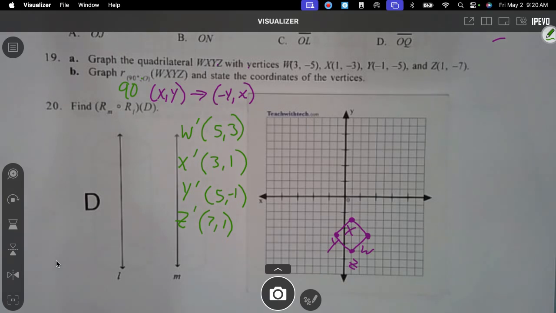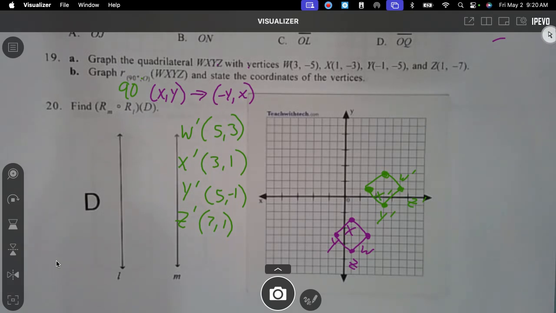Sorry. 1, 2, 3, 4, 5. 1, 2, 3. Over 3, up 1. Oh, I'll put W, X. Over 5, down 1. And Z, over 7, up 1. Okay, and there it did. It rotated this way. Okay, everybody good with that?